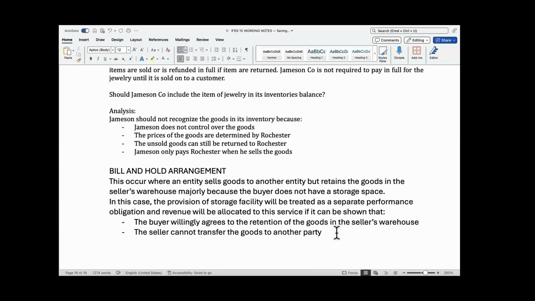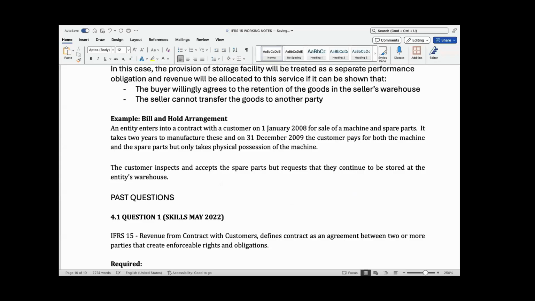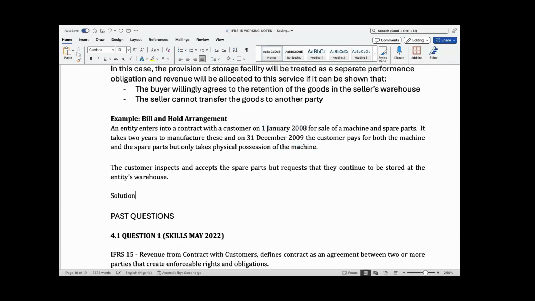So if you can show this, then we're going to treat that storage space, that storage facility, as a separate performance obligation. So if you look at this question, it says an entity enters into a contract with a customer on 1st January 2008 for sale of a machine and spare parts. It takes 2 years to manufacture these, and on 31st December 2009, the customer pays for both the machine and the spare parts, but only takes physical possession of the machine. The customer inspects and accepts the spare parts, but requests that they continue to be stored at the entity's warehouse.